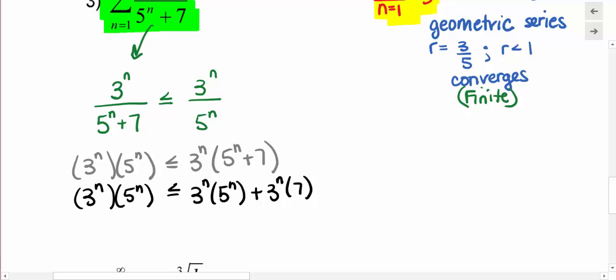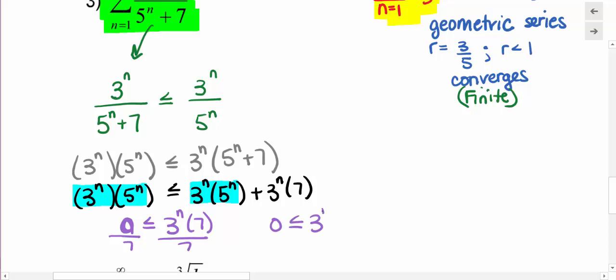So if you see I have 3 to the n times 5 to the n on both sides, I can subtract that. That adds to 0. And so I have 0 is less than or equal to 3 to the n times 7. You can divide both sides by 7. 0 is less than or equal to 3 to the n.